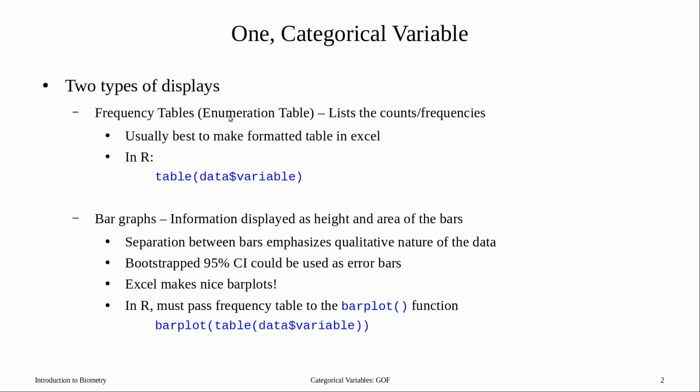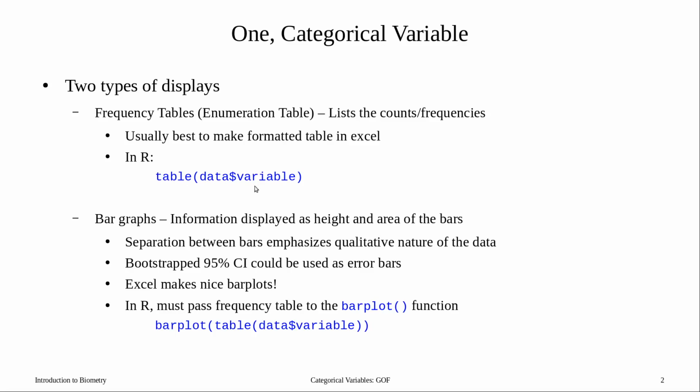So when we work with one categorical variable, we have two types of displays that we can choose. One type is a frequency table or an enumeration table. This is going to list our counts or our frequencies, and we did this already in R. We use the table function, and remember with the table function we pass it a vector. So if that variable is in a data frame, we would have to use our data$variable format to generate our frequency table.